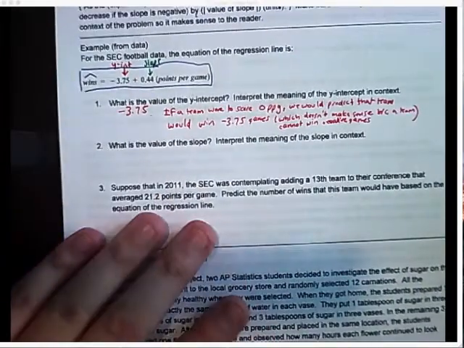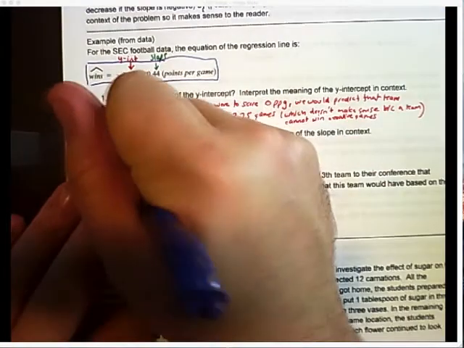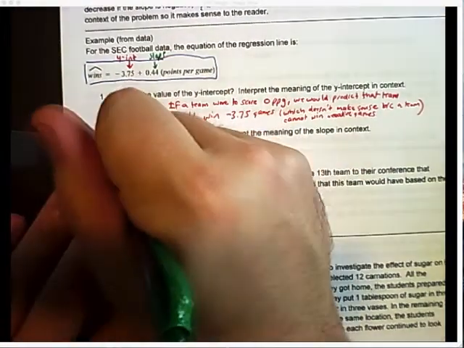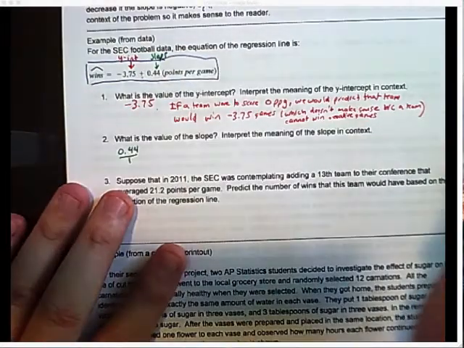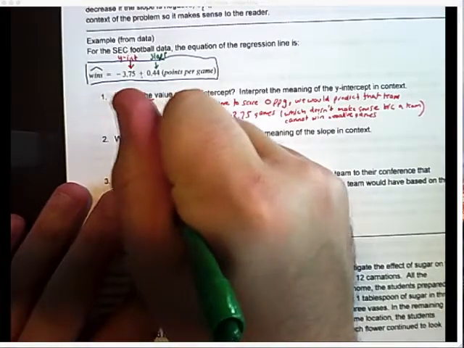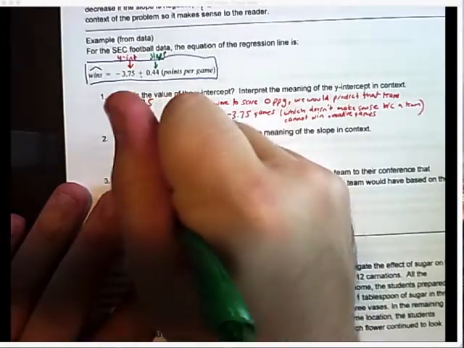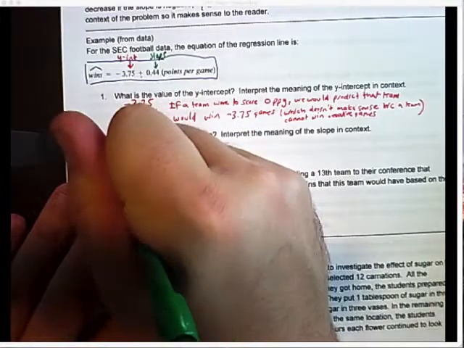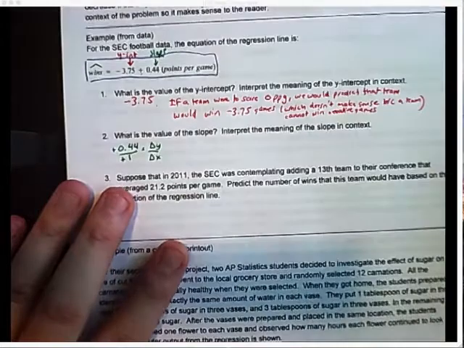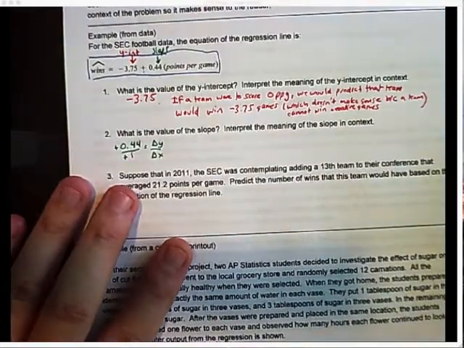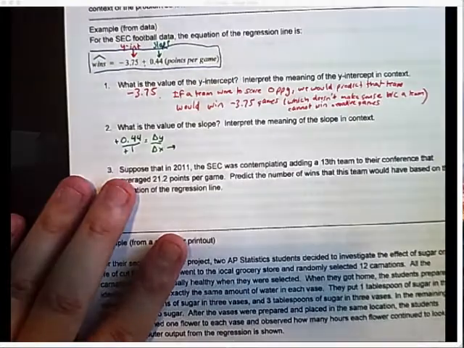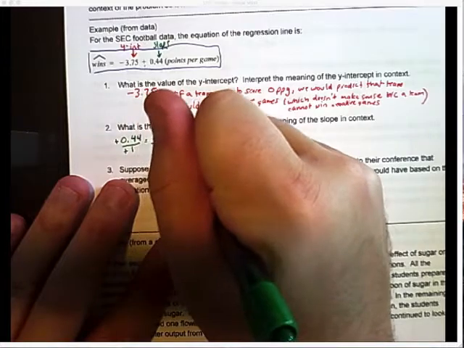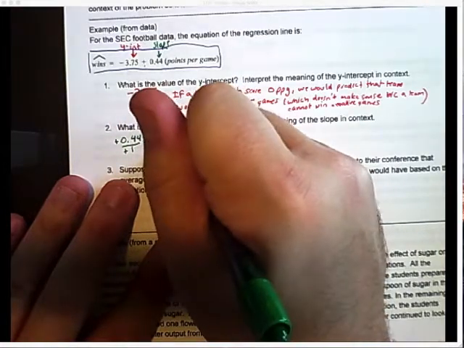So what's the value of the slope? Well, the value of the slope is 0.44. It's positive because there's a plus there over an understood 1. Well, what's the 0.44? That's the delta y. What's the 1? That's a delta x. So it's like a plus and a plus. So what does delta x mean? This is the points per game, and on the y-axis we put wins.